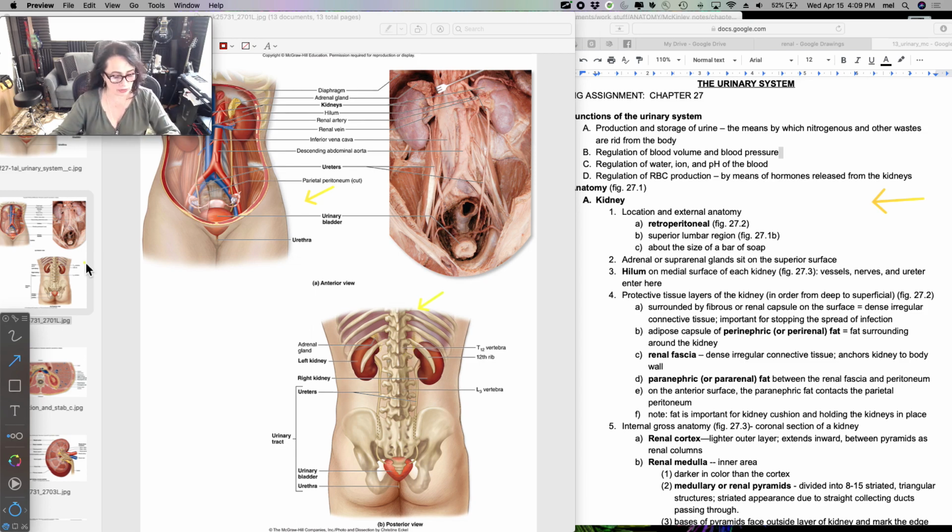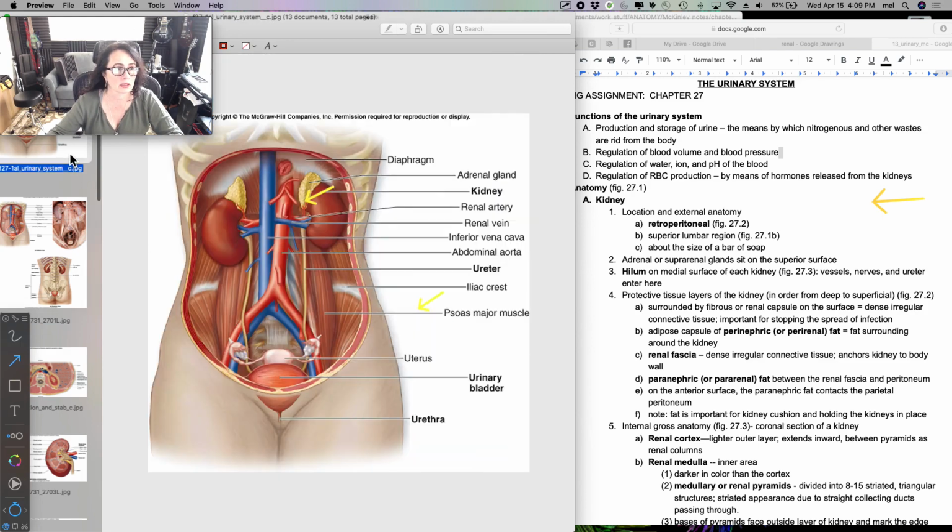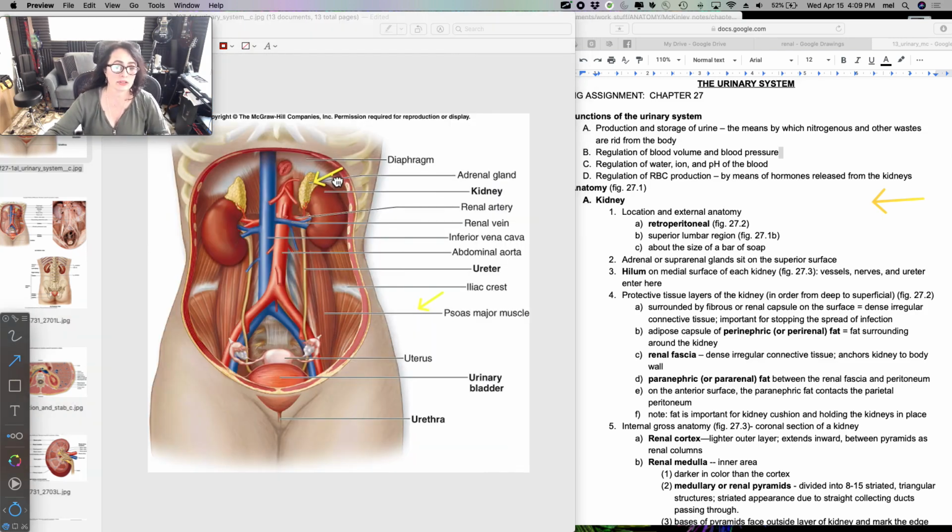Sitting on the superior surface of your kidneys are the adrenal or suprarenal glands, and you learned those because in the vessels you had to learn the suprarenal arteries and veins that went to and away from those. The adrenal glands are not directly related to kidney function. They make one hormone that's related to kidney function, but they just happen to sit on top of those. And interestingly, they're not generally that big.